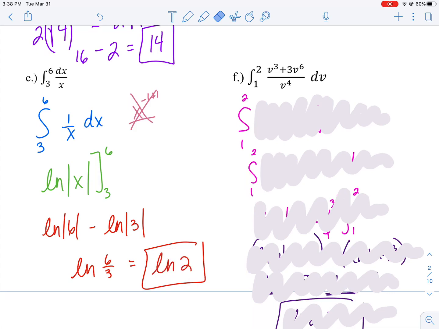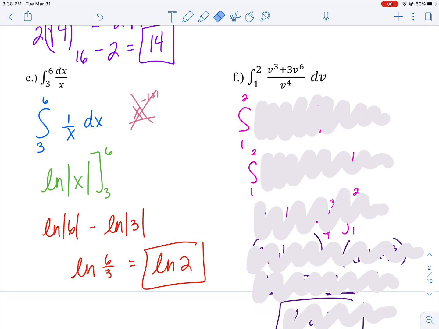And so I could really say that my final answer is the natural log of 2, whatever that decimal is if they ask me for a decimal. So that's the area underneath my curve from 3 to 6. Look at example number 1F with me now. It's a little more complicated.